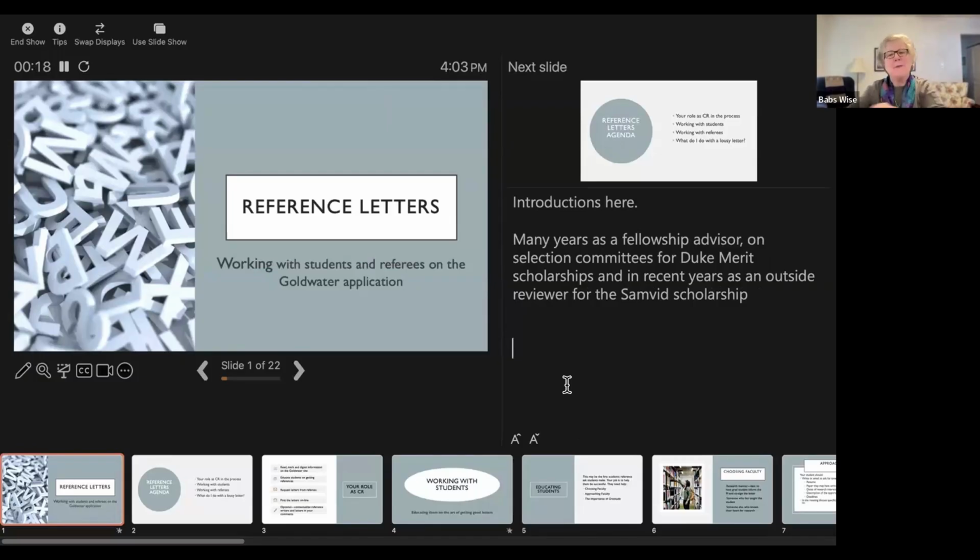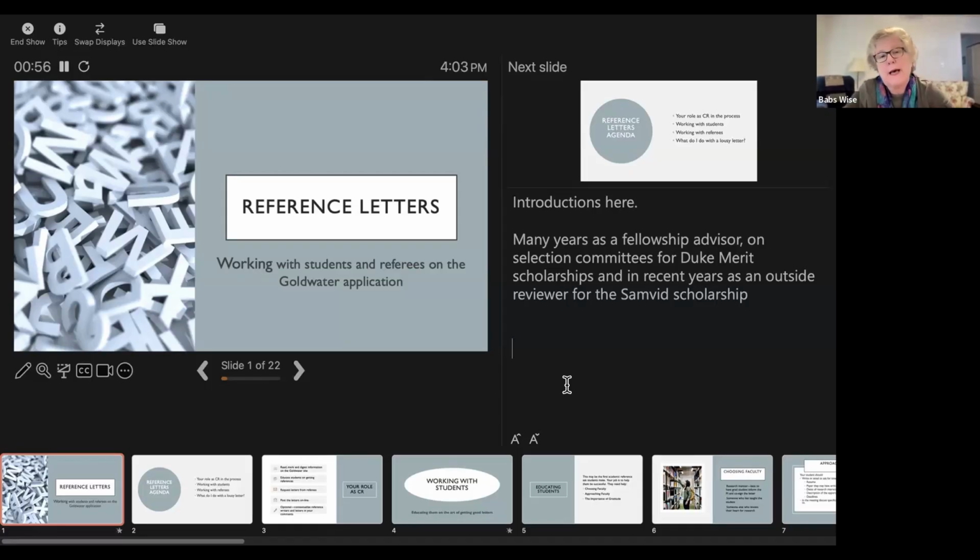Anyway, so I'm Babs Wise. I'm retired from Duke University as a fellowship advisor, where I worked for about 20 years with both reference letters and advisors. I've read reference letters for all of those 20 years, both working with students as they applied to Duke for merit scholarships, and I have served on a number of selection committees there for various things. And I continue as an outside reviewer for the SAMVID scholarship and some others. So I really enjoy working with students and reference letters.